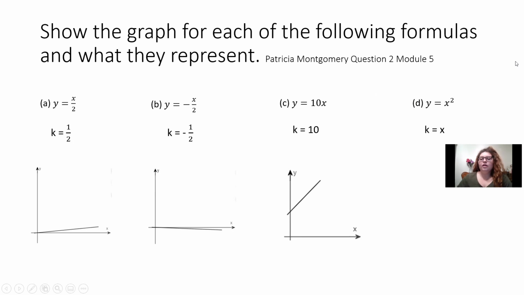Then this last one is y equals x squared. This graph is the one that's going to have a U shape to it, with that vertex being at the bottom right there, and it could go up on either side.